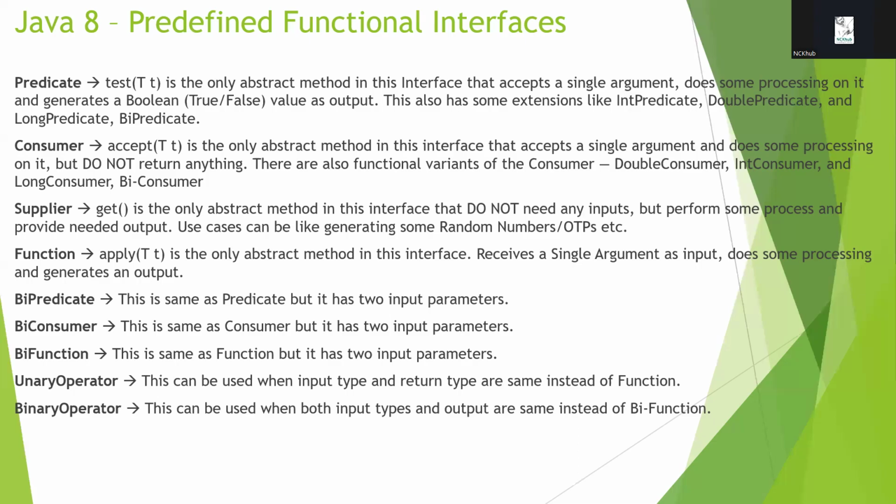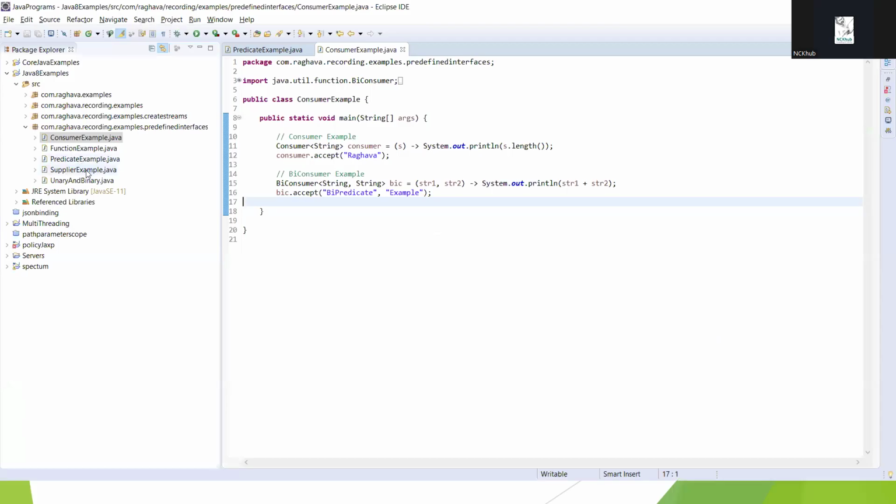That's the difference between Supplier and Consumer. Consumer will accept the input, do some logic, and not give anything back. Whereas Supplier will not accept any inputs, but does some logic processing and then gives it back to us. So what is an example use case for the Supplier? Let us go to the examples.